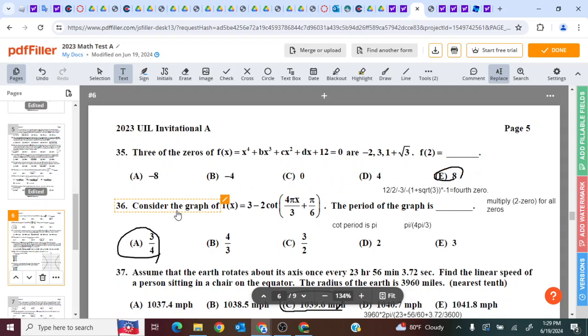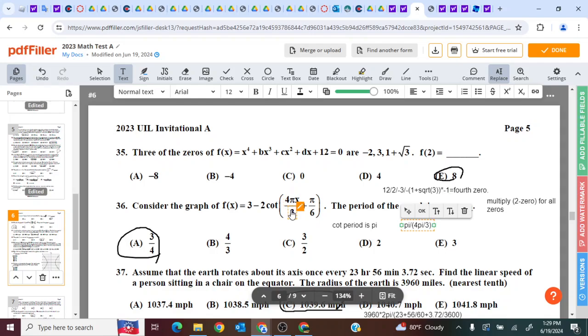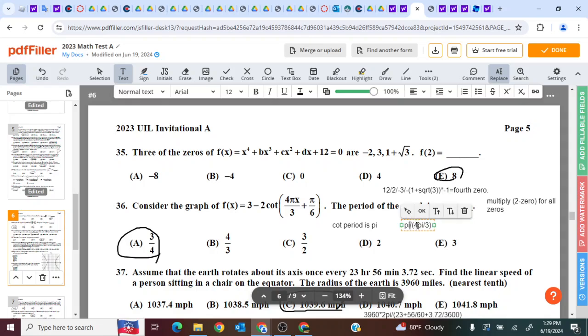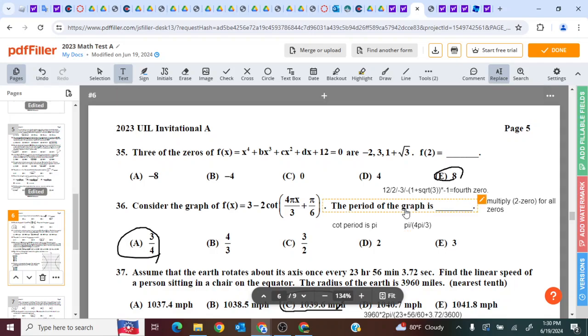36. Consider the graph of f of x is equal to 3 minus 2 cotangent of all this stuff. What is the period of this graph? Well, the period of a normal cotangent graph is equal to pi, and that value has to be divided by this coefficient on the x, because if this number was larger, it would take less of a change in x to repeat itself. So you do your period of pi, divided by the value over here. And if you do that, you'll get a very clean 3 over 4.